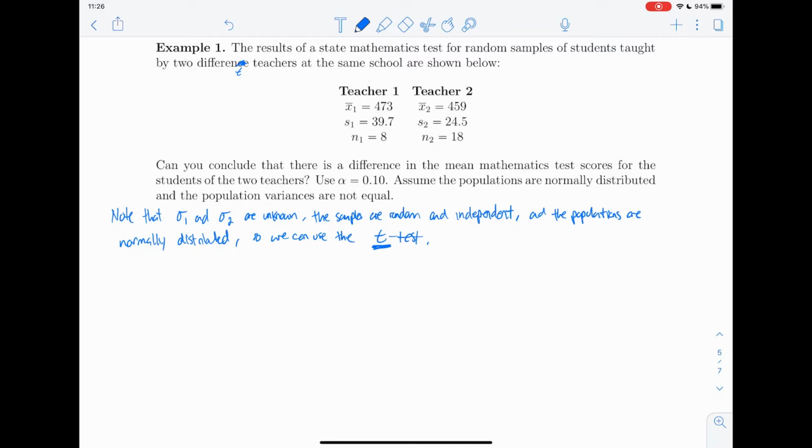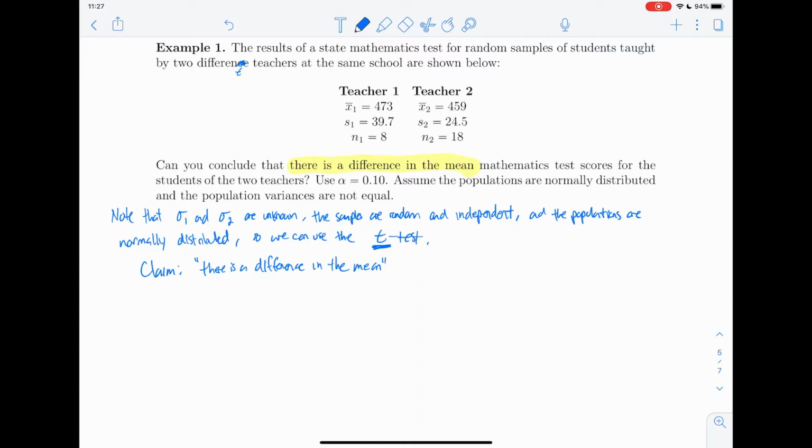Now that we know what context we're in, we can begin with the hypothesis test. So we're going to write down what the claim is. Rereading through the problem, we see that the claim is that there is a difference in the mean mathematics test scores. That's the claim being proposed. What that means is that if we write down the means as mu1 and mu2, the claim is that they're not equal. That is, that they're different.